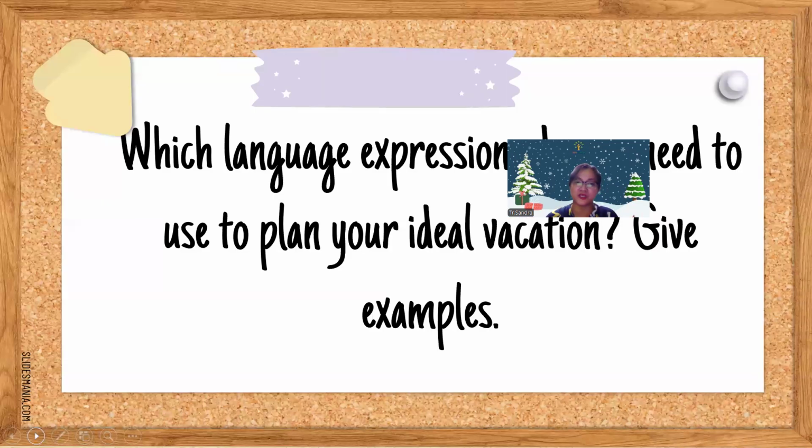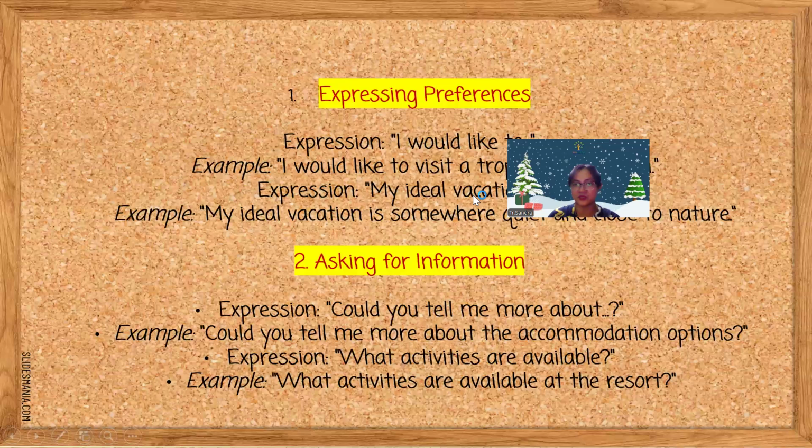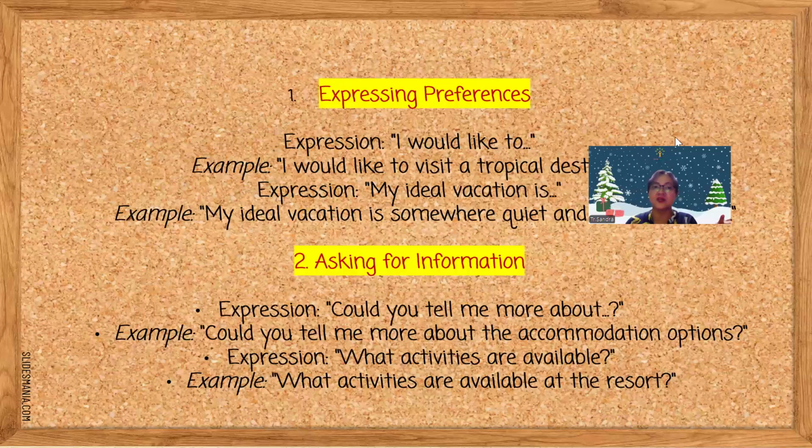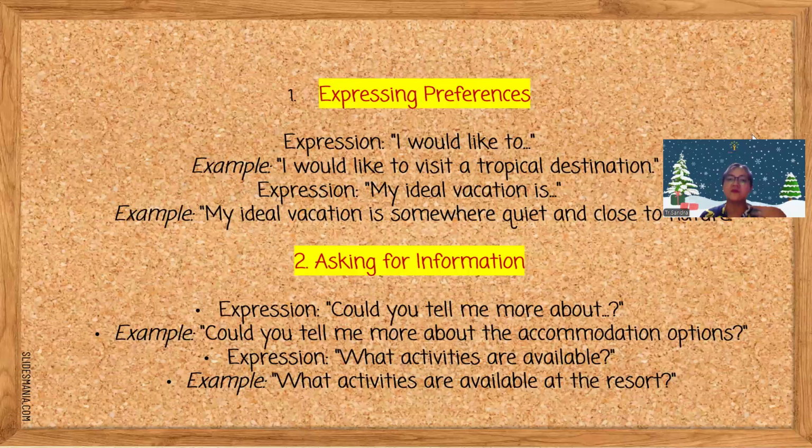When we talk about language expressions here, like you have mentioned, the same functions, here is expressing preferences. If we want to carry out that function, what kind of language expressions do we have to use here? We have to use expressions like, I would like to. For example, I would like to visit a tropical destination. My ideal vacation is like this, okay? If you would like to carry out the expressing preferences function, you can use these language expressions. Here are some examples.